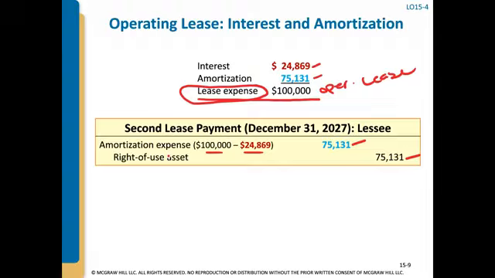However, for purposes of recording our entries, to know what amount we're going to credit our right of use asset and what amount we're going to debit our lease liability, we still need these pieces of information. So for purposes of this video, your textbook and your homework, when they ask for journal entries, you're going to break out the interest expense and amortization expense components, but just know that in real life, that's not what happens in an operating lease. It all gets booked to one account called lease expense.